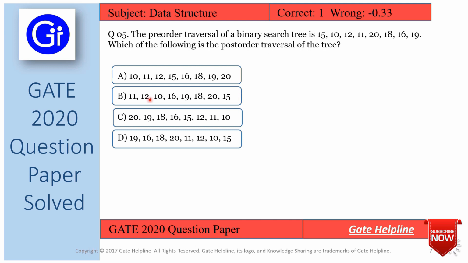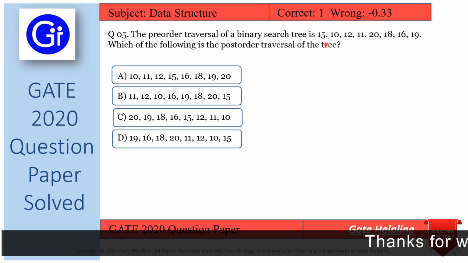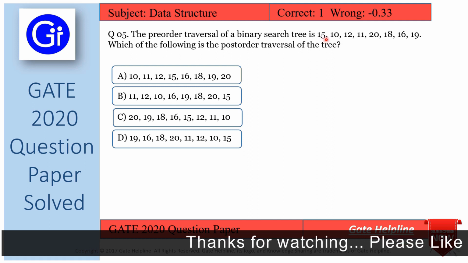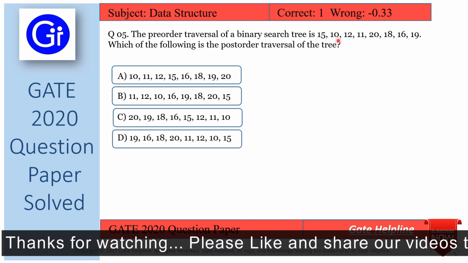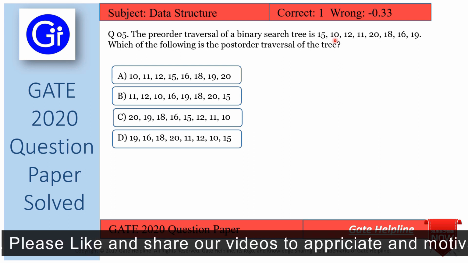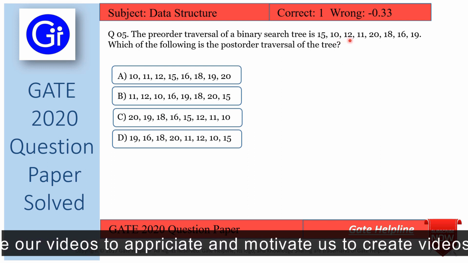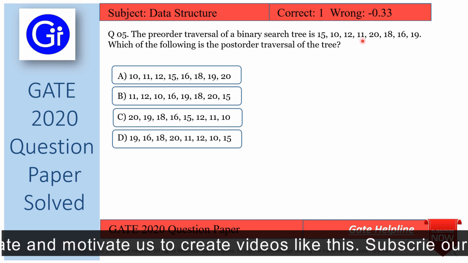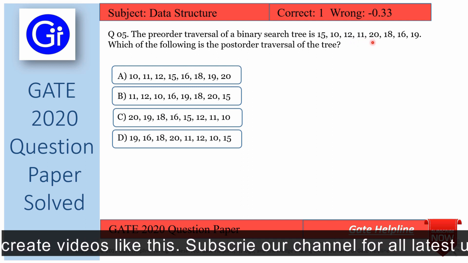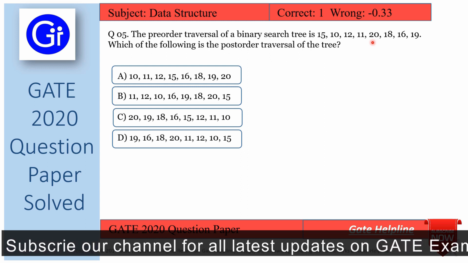Option A, last node is not 15, it is wrong. Option B, last node is 15, considered. Option C, last node 10, wrong. Option D, last node 15, considered. So we are left with options B and D. Next, we check the next node in the sequence which is greater than 15. The next node is 10, which is not greater than 15. 12, no. 11, no. 20, yes. 20 is greater than 15, so 20 will become our second last node.